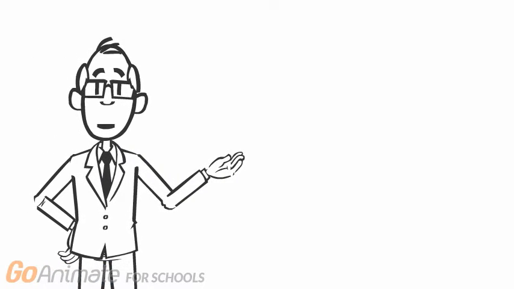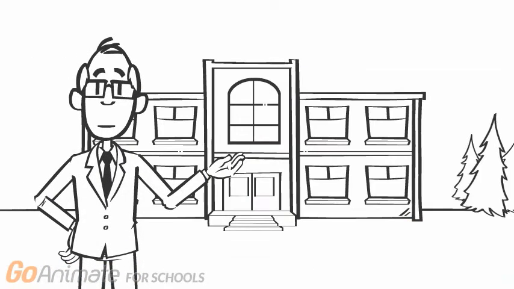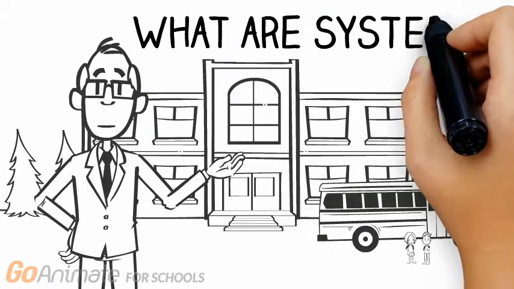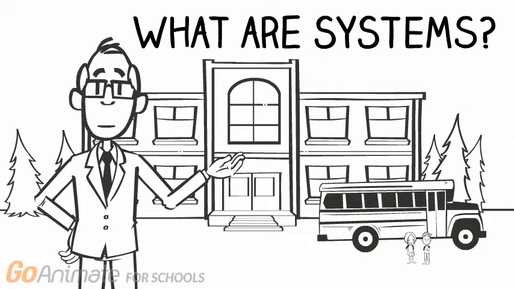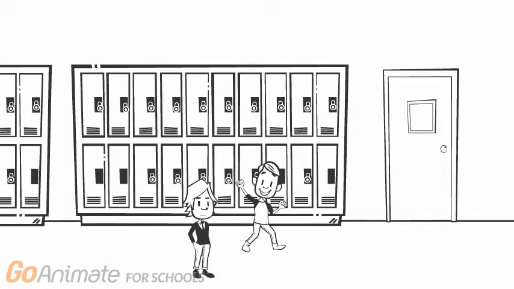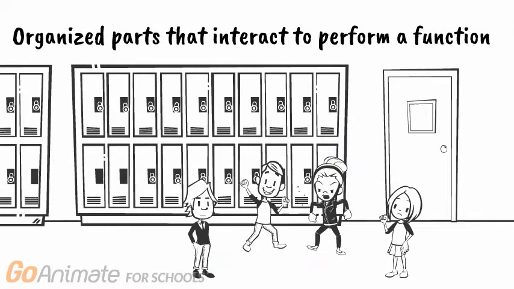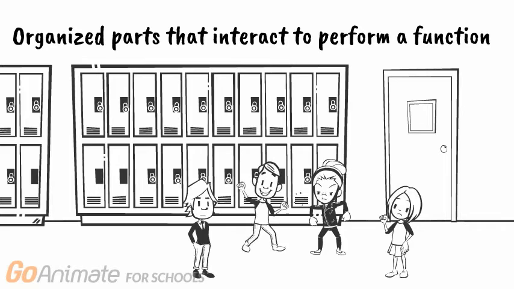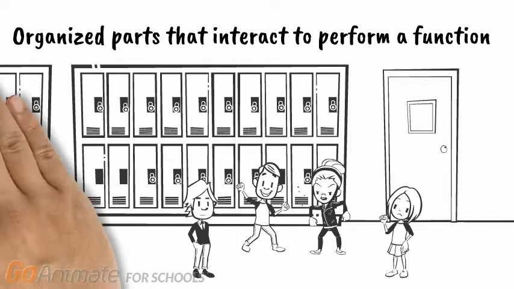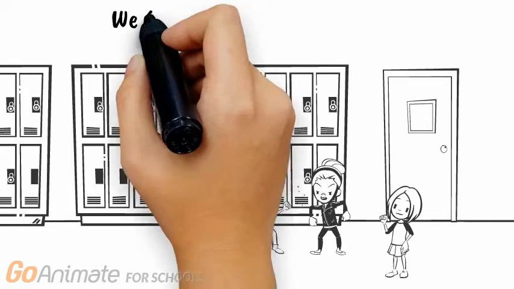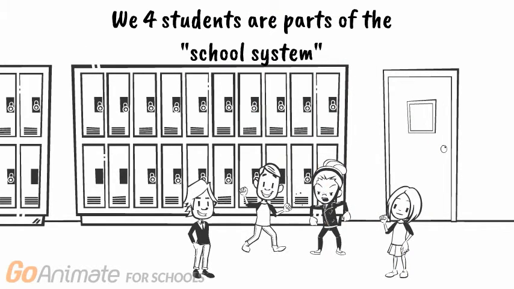What are systems? Systems are organized parts that interact together to complete the whole. For example, we students are components, or parts, of the school system.